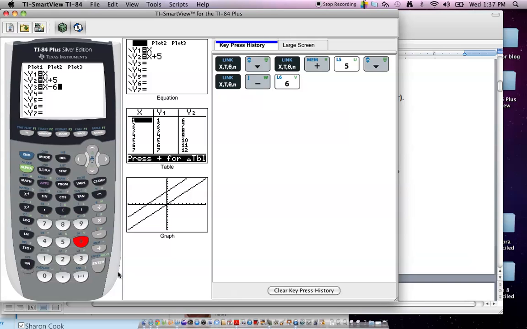Okay, so now I'm going to hit graph. As I hit graph, what I start to notice is a couple of different things. First off, the line that runs down the middle is the parent function line. It is the line y equals x. And we call it the parent function because nothing is being done to it.